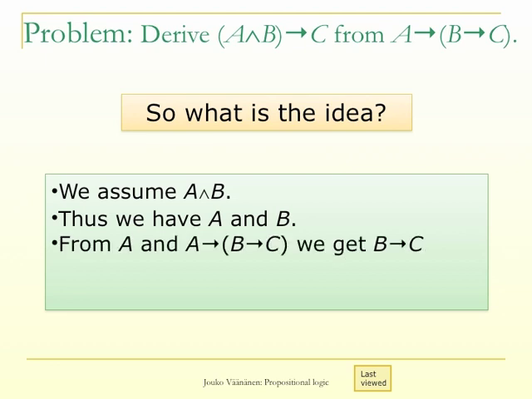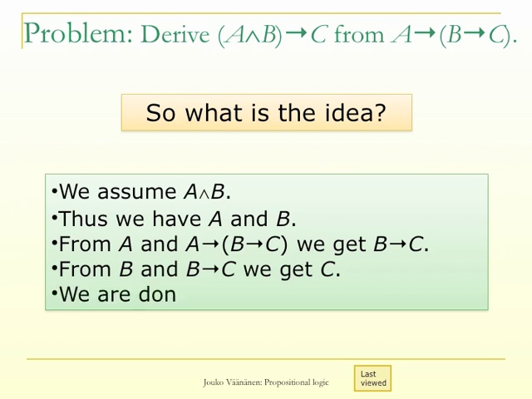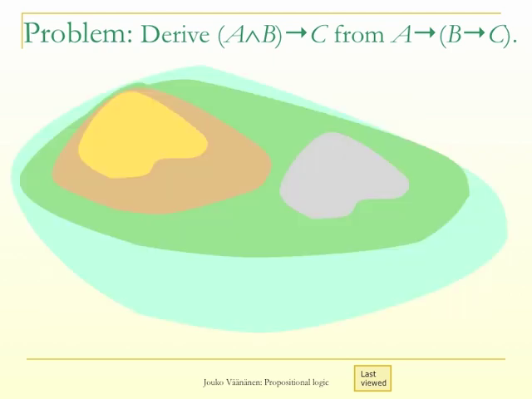From A and the assumption A implies (B implies C), we get B implies C. Now from B and B implies C we get C. So we are done, and we can draw the deduction. We set the stage for an application of the implication introduction rule.